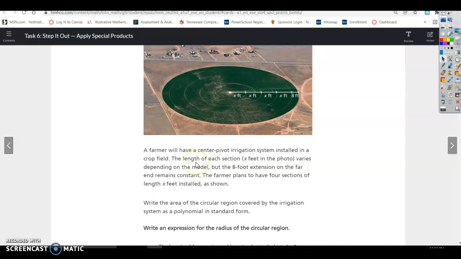So it says a farmer will have a center pivot irrigation system installed in a crop field. The length of each section, x feet in the photo, varies depending on the model, but the 8-foot extension on the far end remains constant. The farmer plans to have 4 sections of length x feet installed as shown. Write the area of a circular region covered by the irrigation system as a polynomial in standard form.